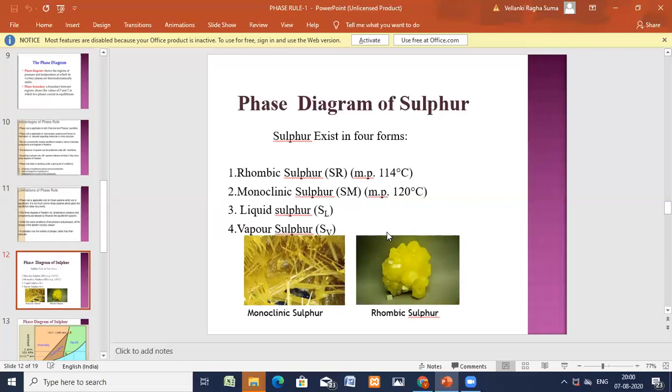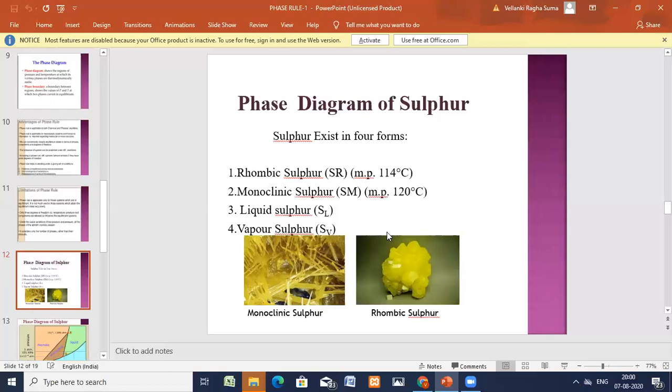So the phase rule will be changing for a one component system. In the areas, I have got a bivariant system. In the curves, I have got a monovariant system. In the triple point, I've got a zero variant system. Now we'll see for the sulfur how you'll be getting the systems.